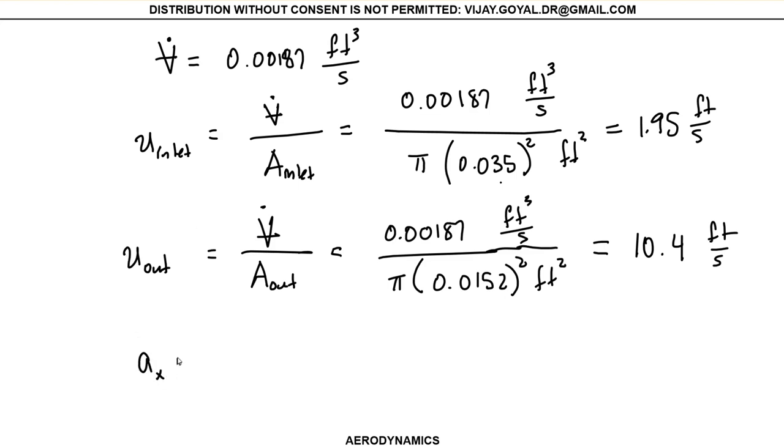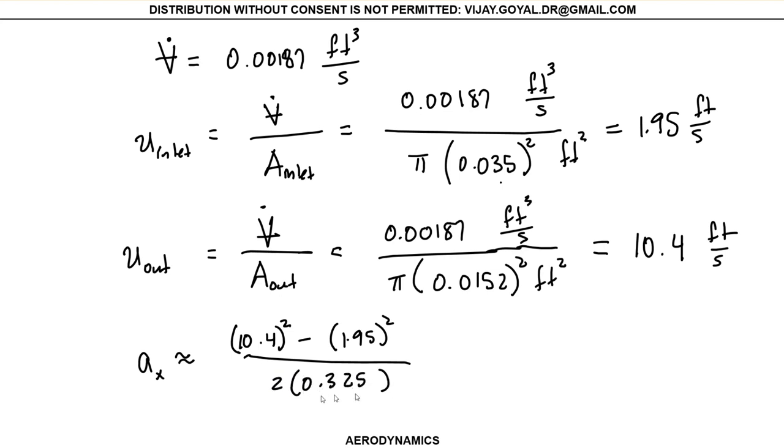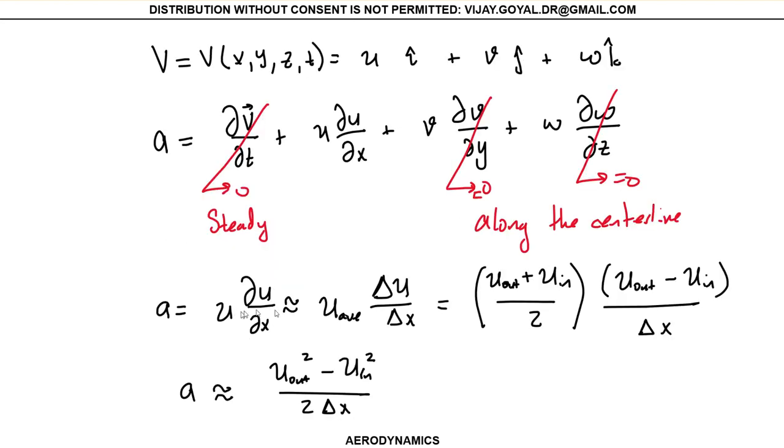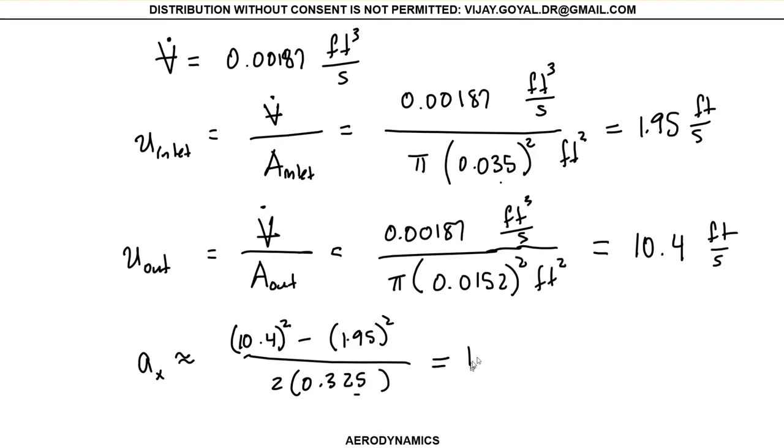Now I can go ahead and replace all the values. This is approximately equal to 10.4 squared minus 1.95 squared, divided by 2 times 0.325 feet. Remember, I'm working with feet, not inches. This is the equation I'm using, by the way. If you do the math here, you find this is equal to 160 feet per second squared. This is the acceleration of the problem.